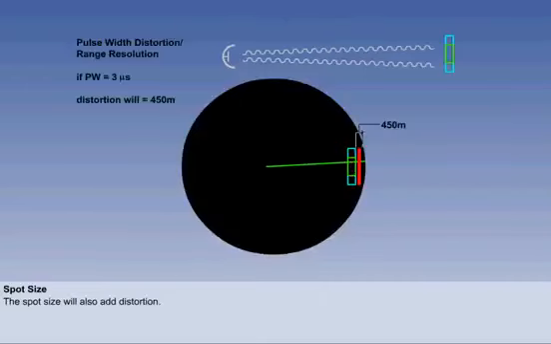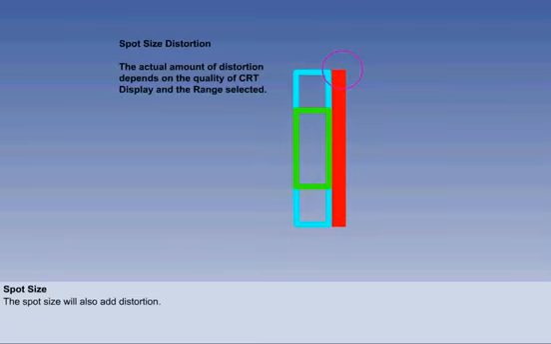Now let's go back to our response, already distorted by beam width and pulse length. We have to add the spot size all the way around the edges on all sides. In this example, this would be a further distortion of 250 meters, which to the observer would appear like this.